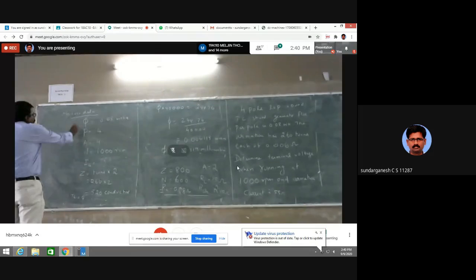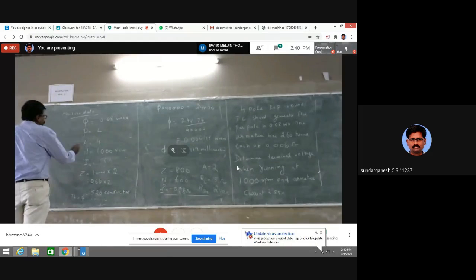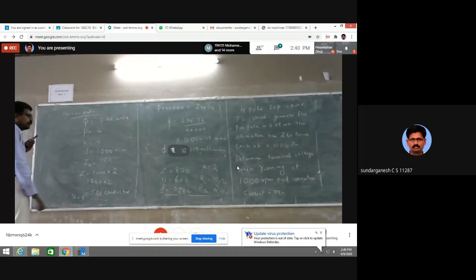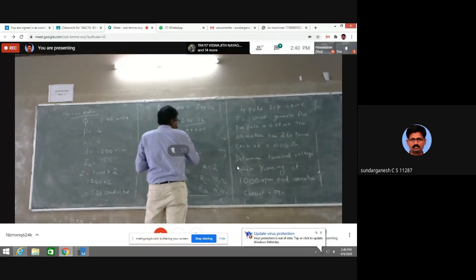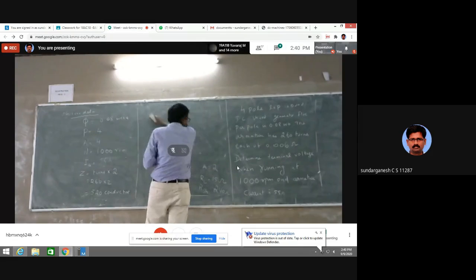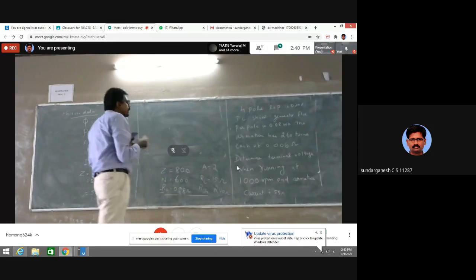So you get the phi, you get the Z, you know the N, you know A and P. Then you can easily find the EG. For the generated EMF equation, EG equal to phi Z N by 60 into P by A. So since you have all the values, I can easily find the generated EMF.